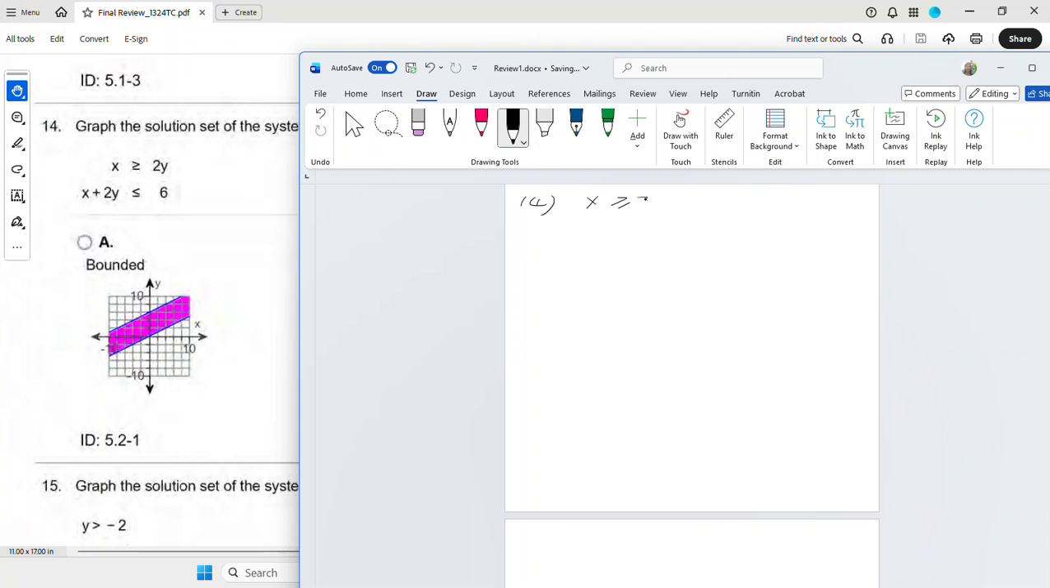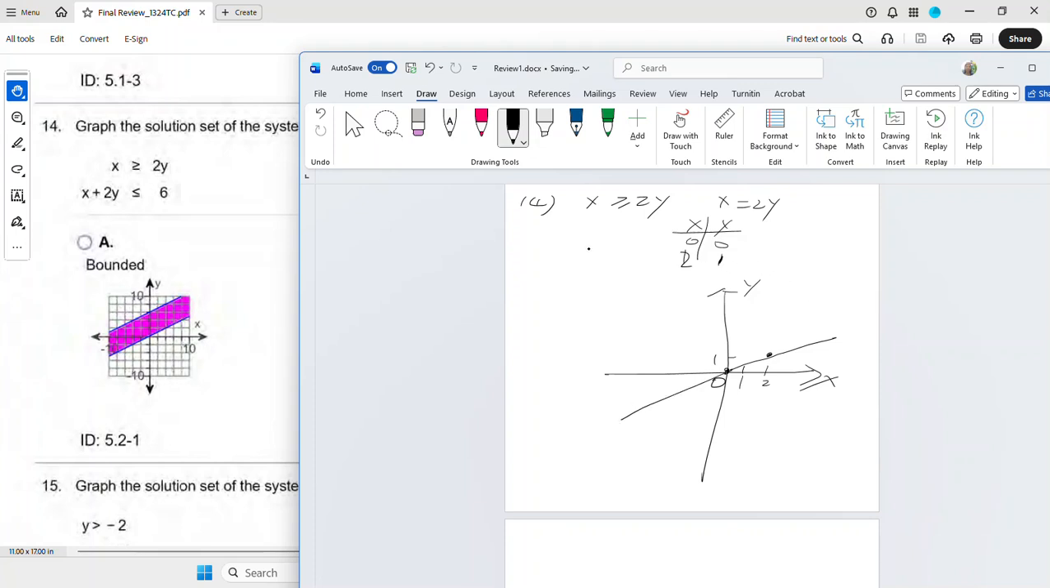Okay, so x greater than or equal to 2y. I'm going to graph x equal to 2y first, right? We always graph the equation. When x equals 0, y will be 0. So we have 0, 0 in here. And when y equals 1, x will be 2, since 2 times 1 equals 2. So when x equals 2, y will be equal to 1. So we have that point right here, right? You connect these two points together and then extend that.